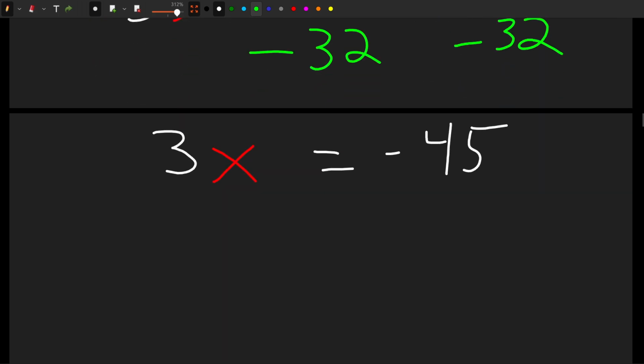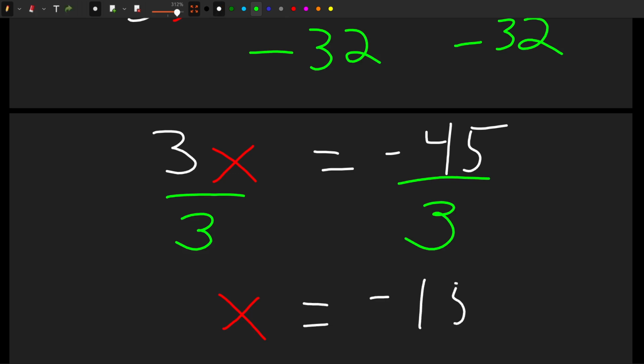And so when I divide by 3 to both sides, I get x is equal to negative 15. Keep in mind that you have the negative there.